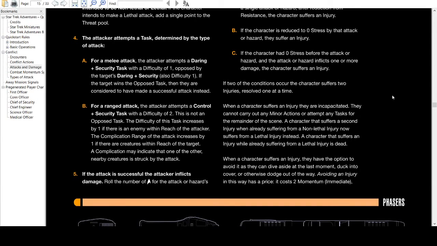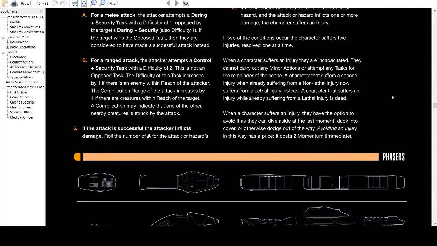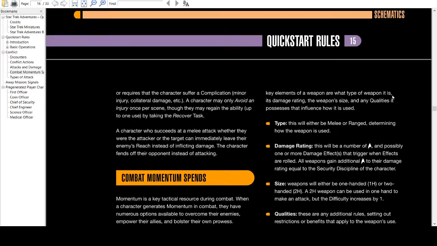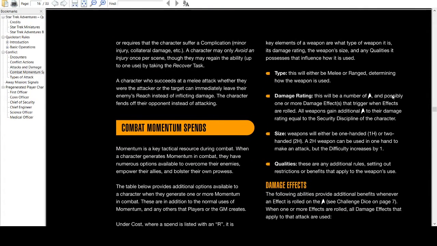When the character suffers an injury, they have the option to avoid it, as they can dive aside at the last moment, duck into cover, or otherwise dodge out of the way. Avoiding an injury in this way has a price. It costs 2 momentum immediately, or requires the character to suffer a complication, minor injury, collateral damage, etc. A character may only avoid an injury once per scene, though they may regain the ability, up to 1 use, by taking the recover task.